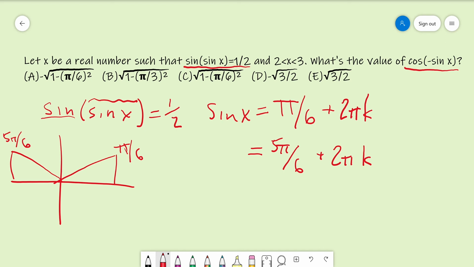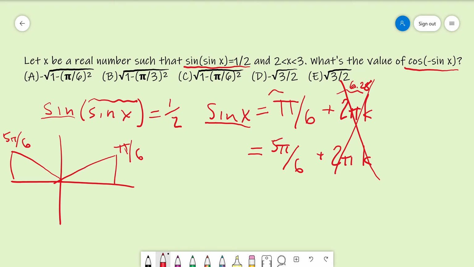Remember, 2 pi is about 6.28. So if we add a multiple of 2 pi, we're going to get a number that's bigger than 1. And remember that sine is bounded by 1. It can't be bigger than 1. So this kind of rules out the 2 pi here.